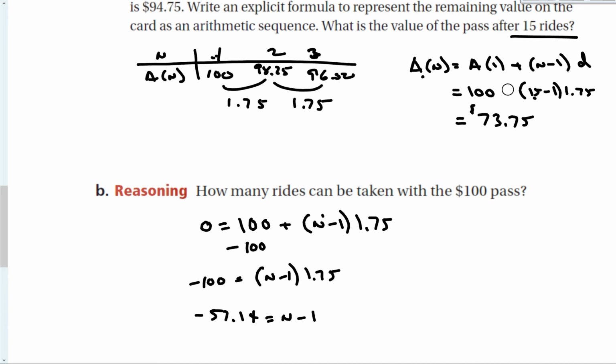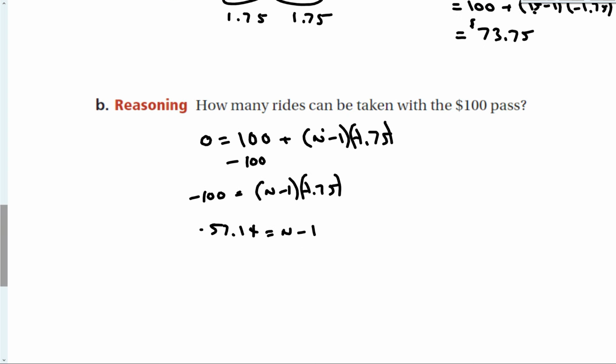Okay, this is the common difference. Oh, sorry. The common difference is negative 175. Sorry about that. So when I divide this out, right, this negative, negative, this turns positive, and now this makes more sense. Okay, because it would be weird to have negative number of rides.